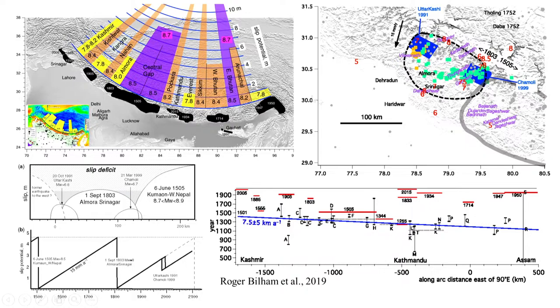In 2019. You can see that the patches are the locked regions in the Himalaya, and how much potential there is, you can see here. These are the potentialities of the region, and this much slip deficit is there. You can see that starting from northwest to northeast, the very recent Nepal 2015 earthquake occurred in the Gorkha region, and these two earthquakes in Uttarakhand, 1991 and 1999, occurred.